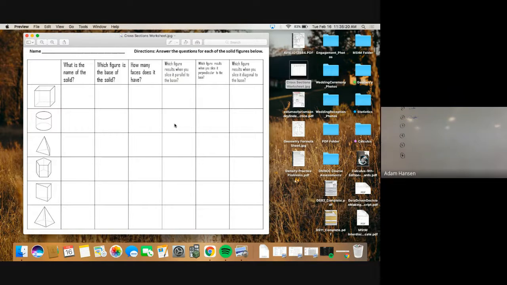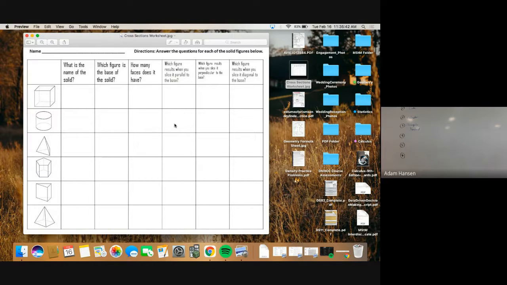Row 3, the next one down below. This is an example of what type of pyramid? Name it by the shape of the base. Triangular pyramid. Prisms and pyramids are named by the shape of their base. Since the base is a triangle, it's a triangular pyramid. Awesome.